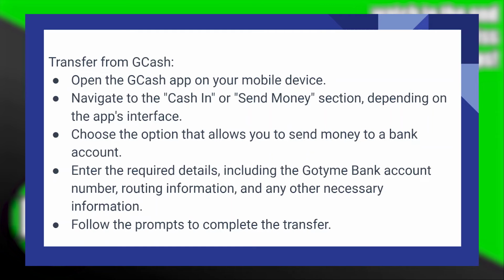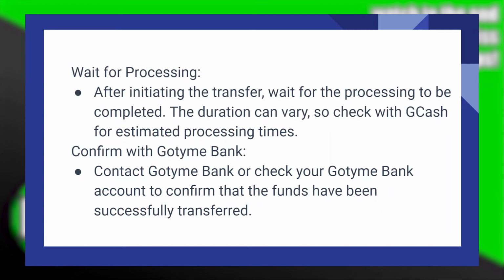Now enter the required details, including the GoTyme Bank account number, routing information, and any other necessary information. Then follow the prompts to complete the transfer. After initiating the transfer, wait for the processing to be completed. Now, the duration can vary, so check with Gcash for estimated processing times.